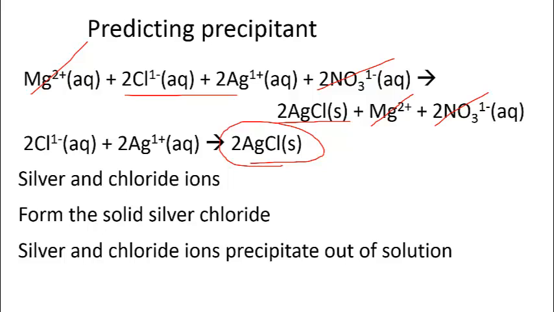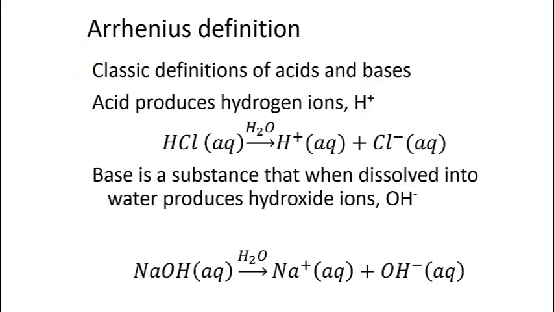So remember that the net ionic equation represents the essential reaction that occurs. Silver and chloride ions combine together in aqueous solution to form this insoluble solid, which is silver chloride. Thus, we may conclude that any time silver and chloride ions are found in solution together, the precipitate will be silver chloride. Let's move on now to the definitions associated with acids and bases.